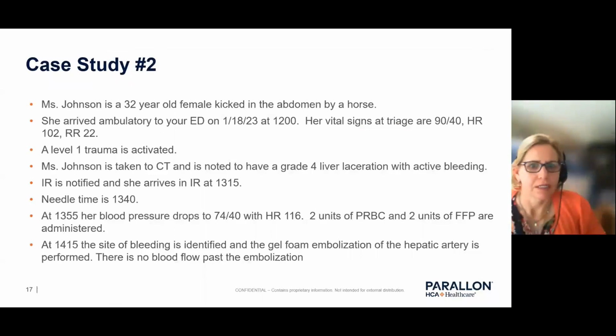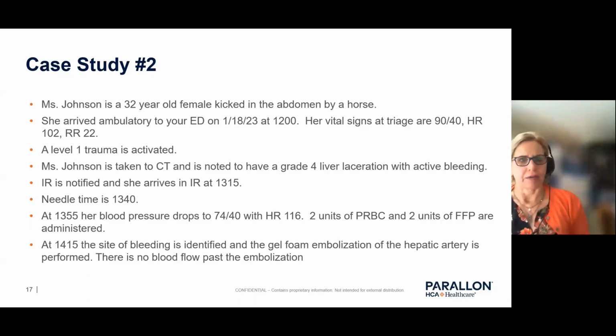All right, and on to case study 2. Ms. Johnson is a 32-year-old female kicked in the abdomen by a horse. She arrived ambulatory to your ER on 1/18/23 at 1200. Her vital signs at triage were 90/40, heart rate 102, and respiratory rate 22. She was activated as a level 1 trauma. She was taken to CT and noted to have a grade 4 liver laceration with active bleeding.